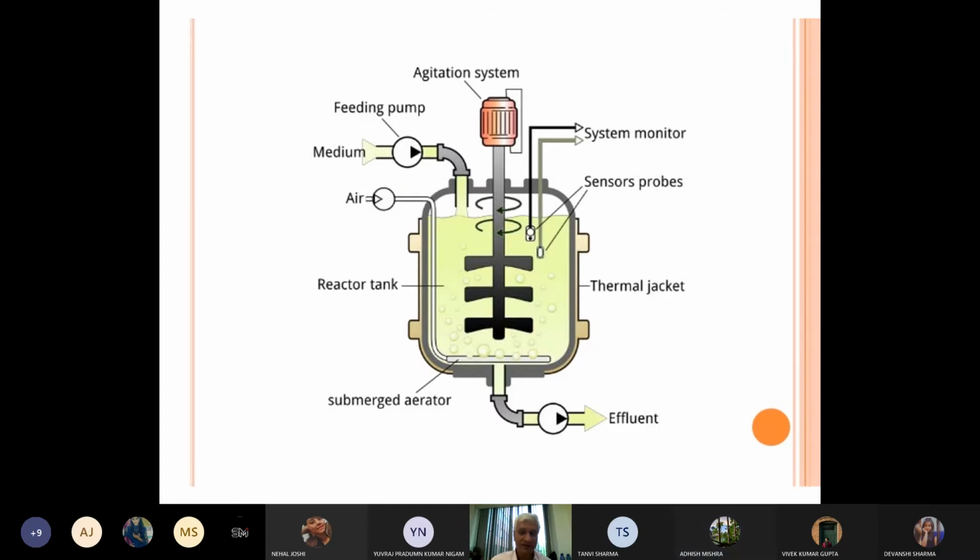Yes. So we move further. With the thermal jacket, now we come again to the bottom of the fermenter. What we see is effluent, correct? When fermentation is over, you will need to empty it out, for extraction and purification and getting out your product. So there has to be an effluent valve. Correct?